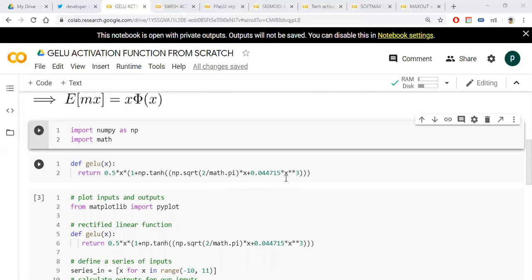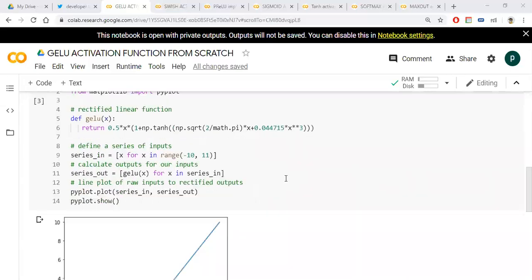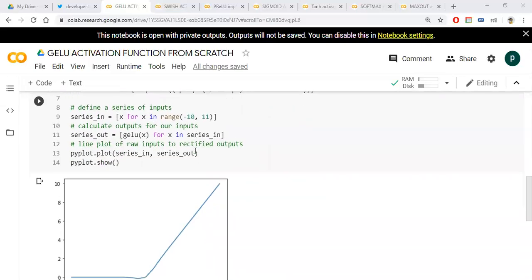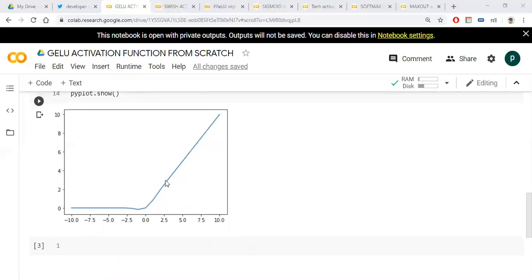I am implementing this. After that, we need to visualize how the GELU function will look. So I am using the matplotlib library, and I am giving the range of x values from negative to positive. So this is how the GELU activation function looks.